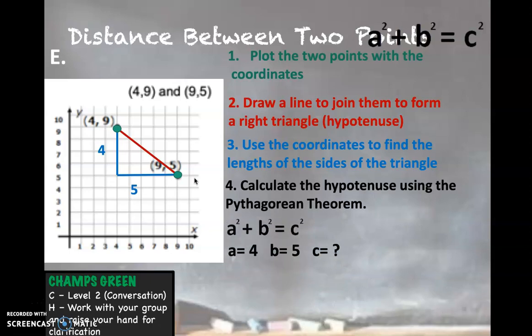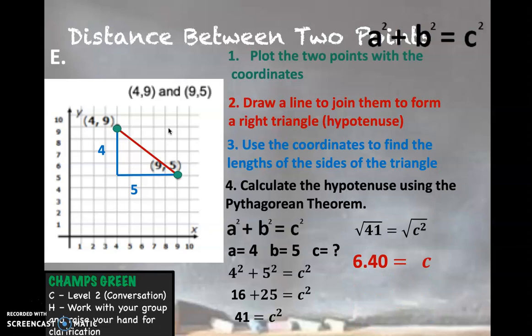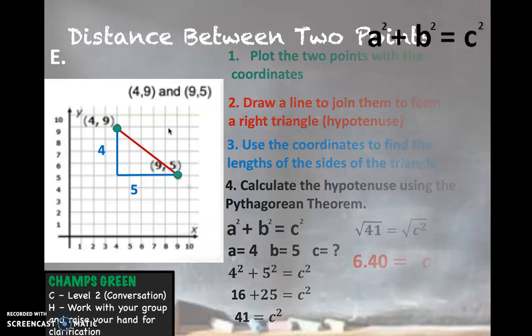Step 1, I'm going to label my A, B, and C. A is going to be 4. B is going to be 5, and there's my C. Plug them into the Pythagorean theorem. When I do step 3 of squaring and adding, I should get C squared equals 41. And the last step is to take the root of 41, which is going to give me 6.4.